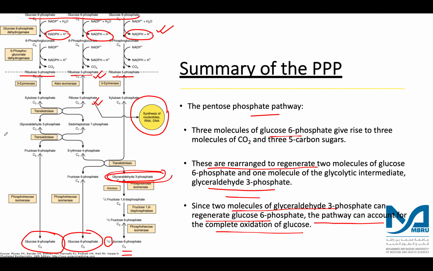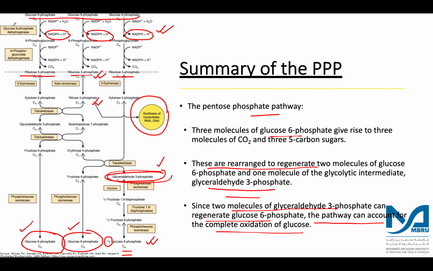After that, the pathway continues with several rearrangements happening, leading to the formation of glucose 6 phosphate, another molecule of glucose 6 phosphate, and then we have glyceraldehyde 3 phosphate here, which then leads back to glucose 6 phosphate. And in the process, we will require 2 molecules of glyceraldehyde 3 phosphate. So that's the summary of the pentose phosphate pathway.